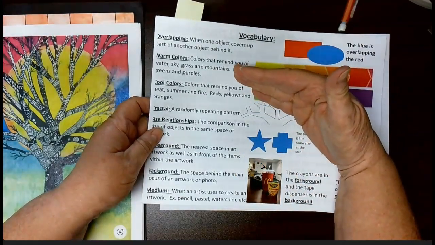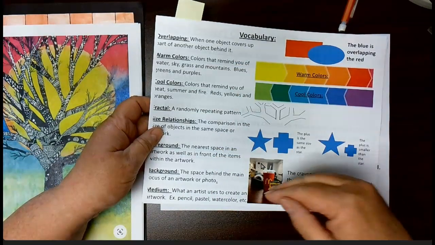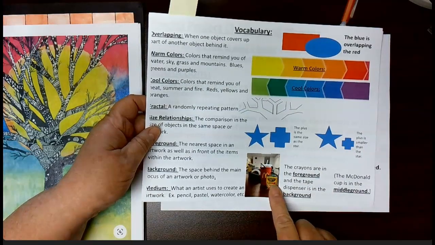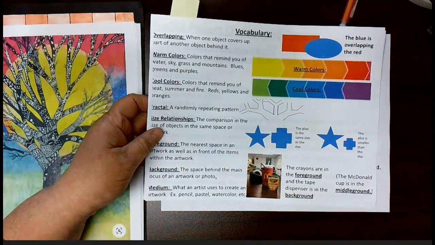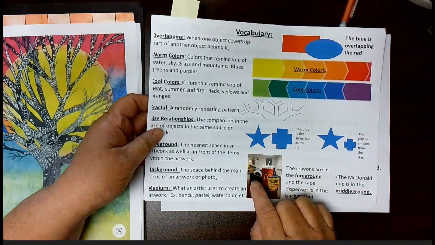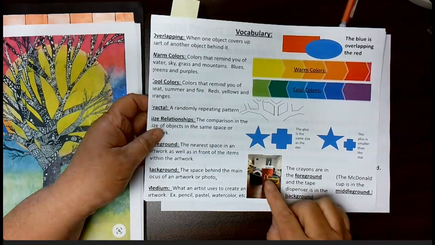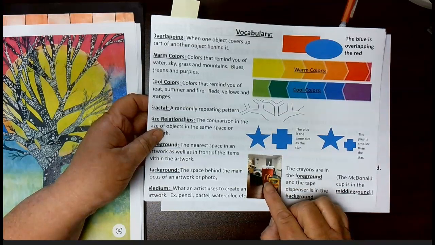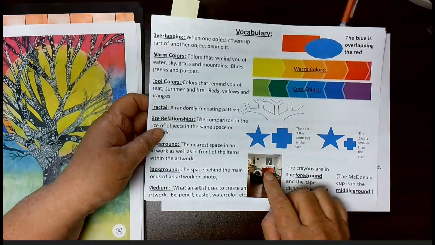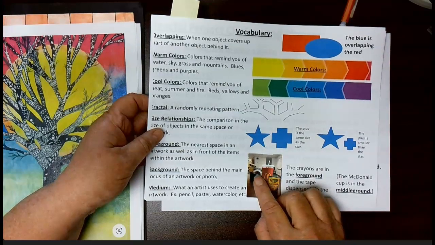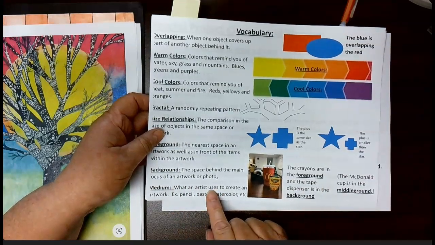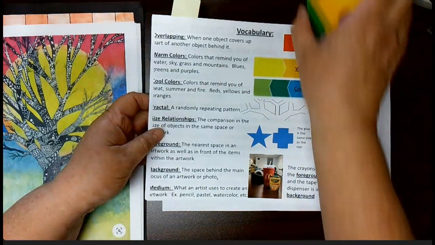in the front of something else, middle ground, which is in the middle, and I've got a photograph here of crayons and a soda container, like a bottle or a drink, and a tape container, and you'll be able to see closer when you look at the slideshow. But the crayons are in the foreground, the soda is in the middle ground, and the tape dispenser is in the background. The last word is medium, and that's talking about what you use to make your art.